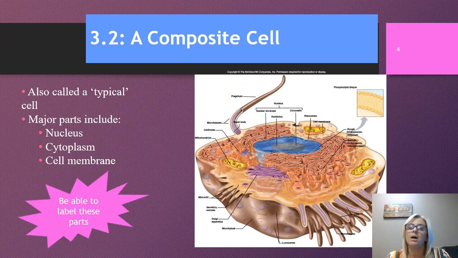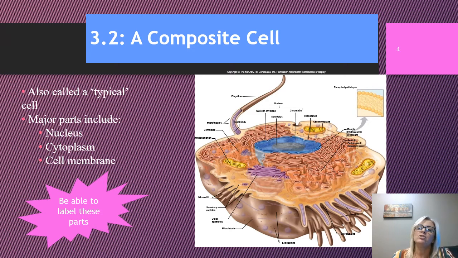So this is a composite cell. This means it's a generalized cell. Not all cells look exactly alike inside. Some might have more ribosomes. For instance, muscle cells need to make more ATP, so they have more mitochondria. So the different structures that you find in there are going to be based on the needs of the cell. Specialized cells then differ in the number of organelles, which of course is based on their function.